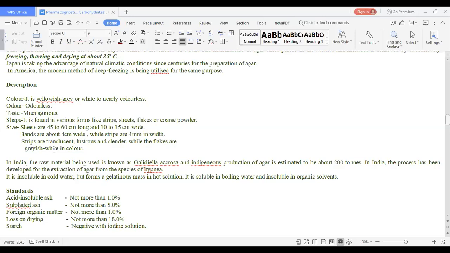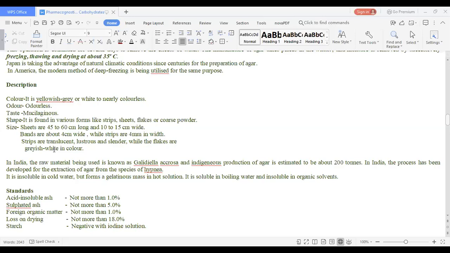In India, the raw material being used is known as Gelidiella acerosa, and indigenous production of agar is estimated to be about 200 tons. So in our country, India, about 200 tons of agar is manufactured. In India, a process has been developed for the extraction of agar from the species of Hypnea.